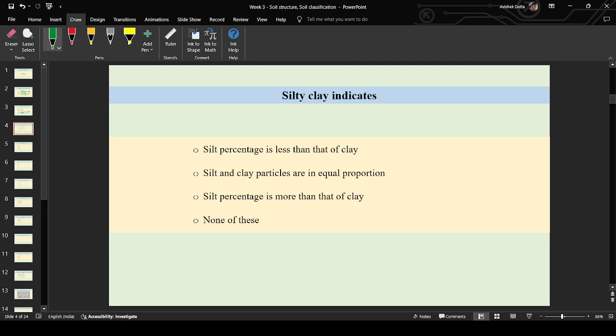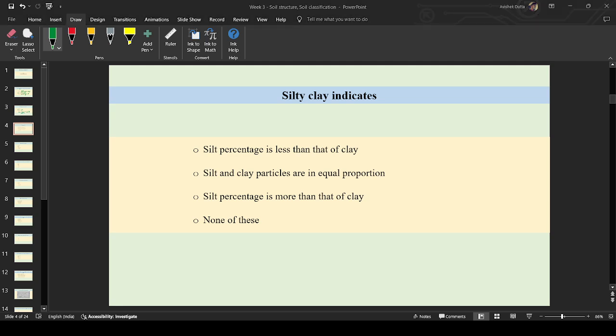Both the proportions are same. I believe it's a wrong answer. Silt percentage is more than that of clay. Again, a wrong answer. So I think only one option is left.